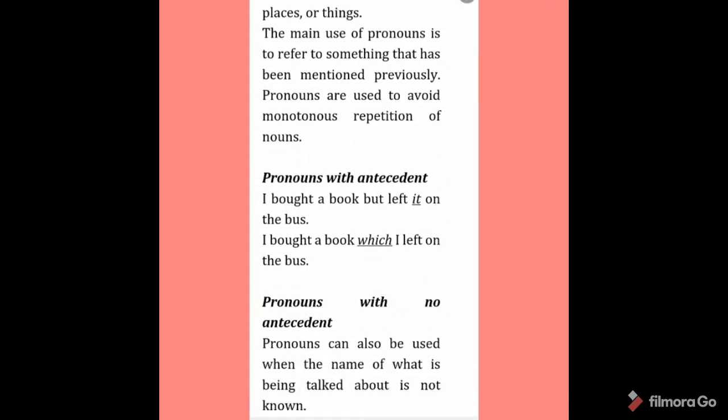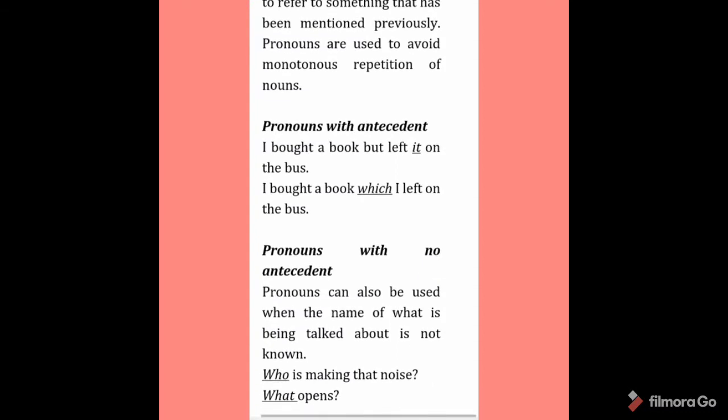Now, pronouns may appear in two cases. For example, pronouns with antecedent. Suppose I bought a book but left it on the bus. Here, the underlined word it is a pronoun which refers to the book previously used. The second sentence, I bought a book which I left on the bus. Antecedent means that the pronoun is referring to some noun previously mentioned.